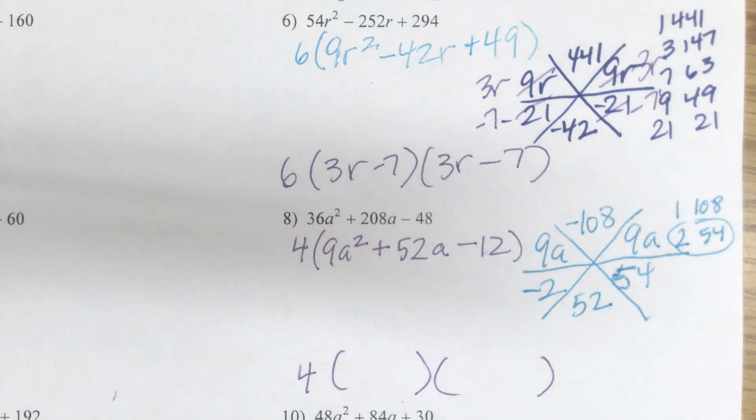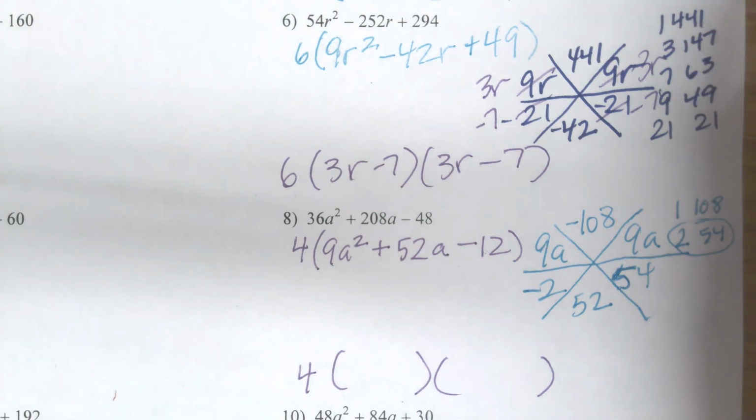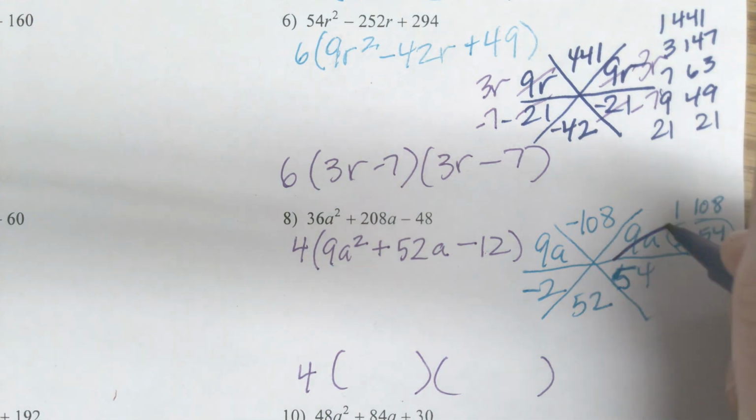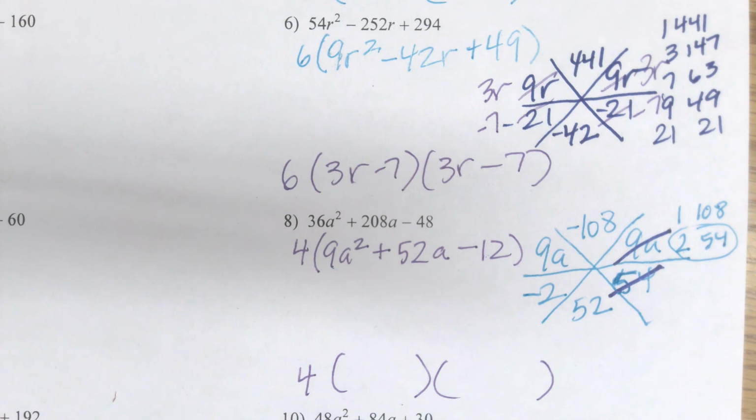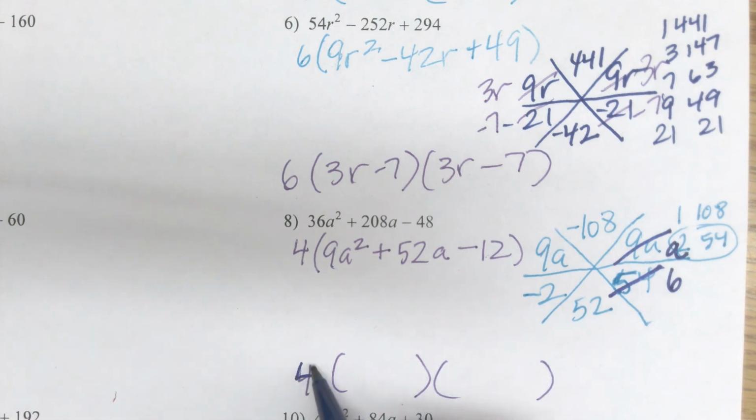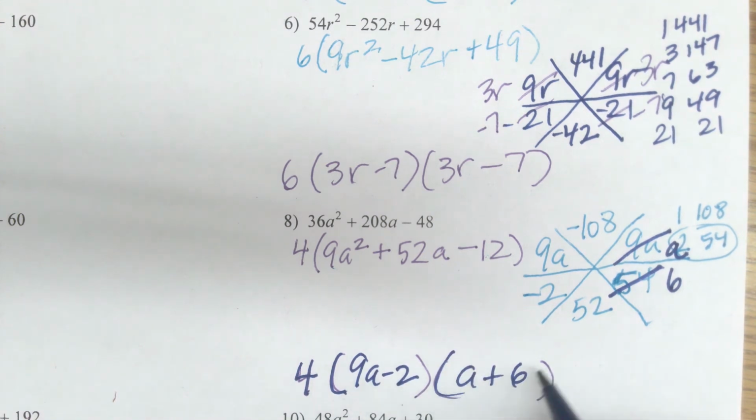The more you practice, the quicker they get. Sometimes, like in the beginning, when you make a mistake, it happens. Just go back and start to check and play around. So I can reduce again on this one. Divide the top and the bottom both by 9. I get a and 6. So my final answer is 4 parentheses 9a minus 2 and a plus 6.